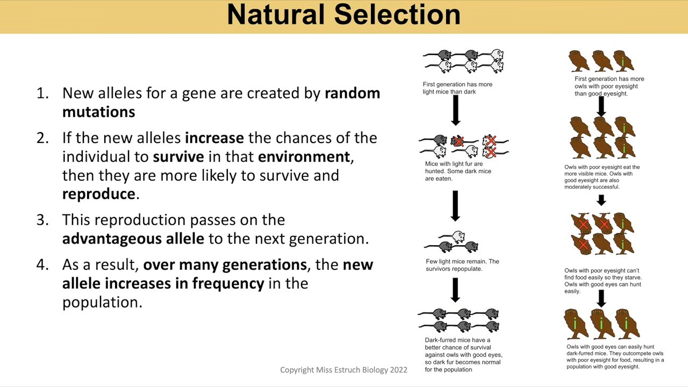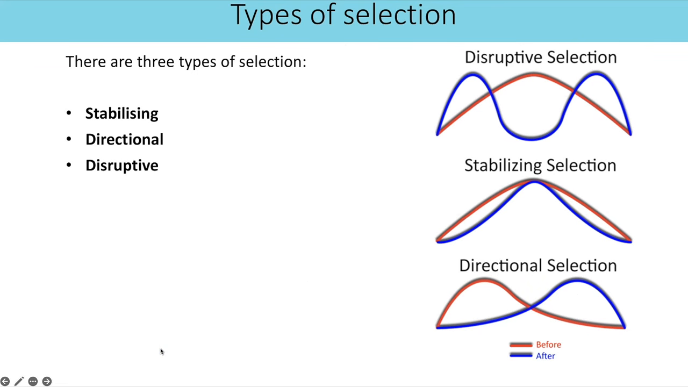And evolution is a change in allele frequency over many generations. So that is how natural selection results in evolution. Now, there are different outcomes of natural selection, or types of selection, known as stabilizing, directional, and disruptive.